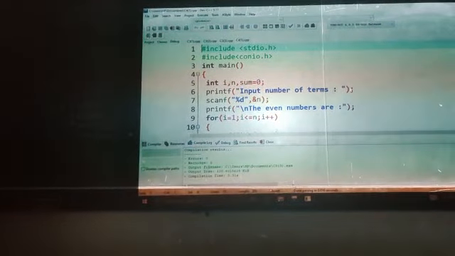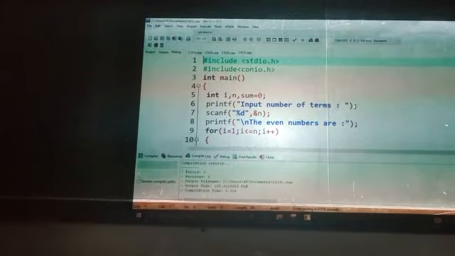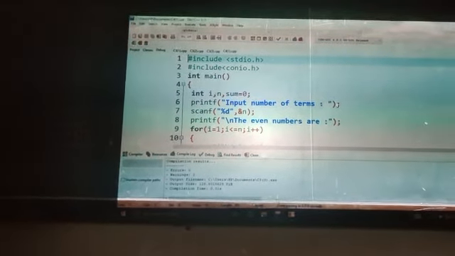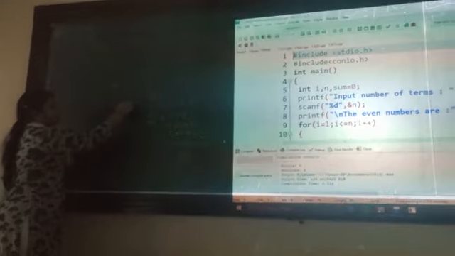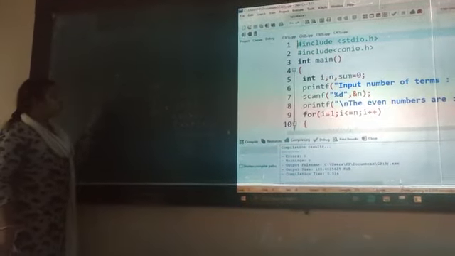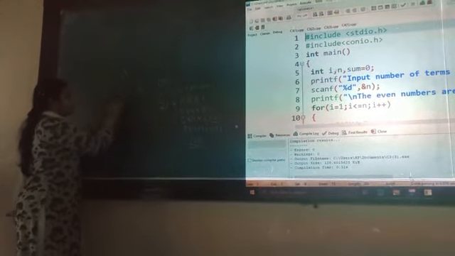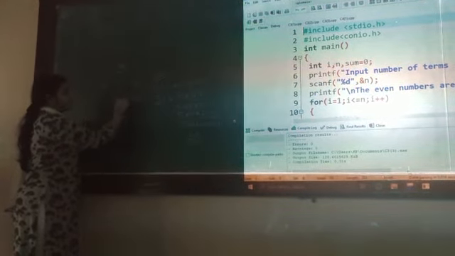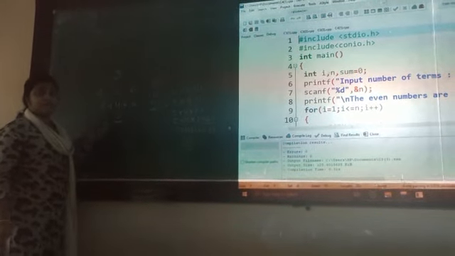If I input 3 numbers, I'll get the first 3 even numbers. What are the first 3 even numbers? 2, 4, 6. Right? 2, 4, 6. And I'll get this sum: 2 plus 4 plus 6. This is the sum of the first 3 even numbers.